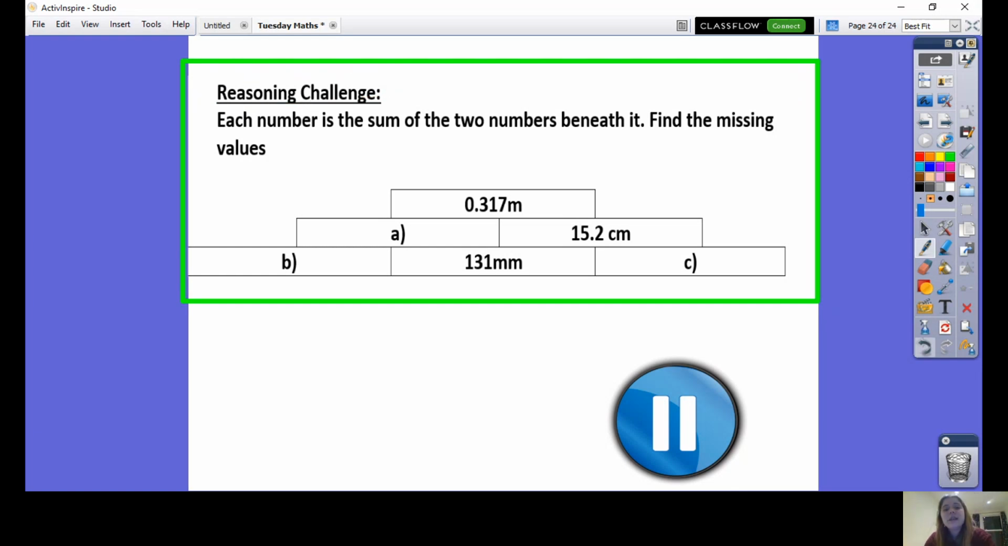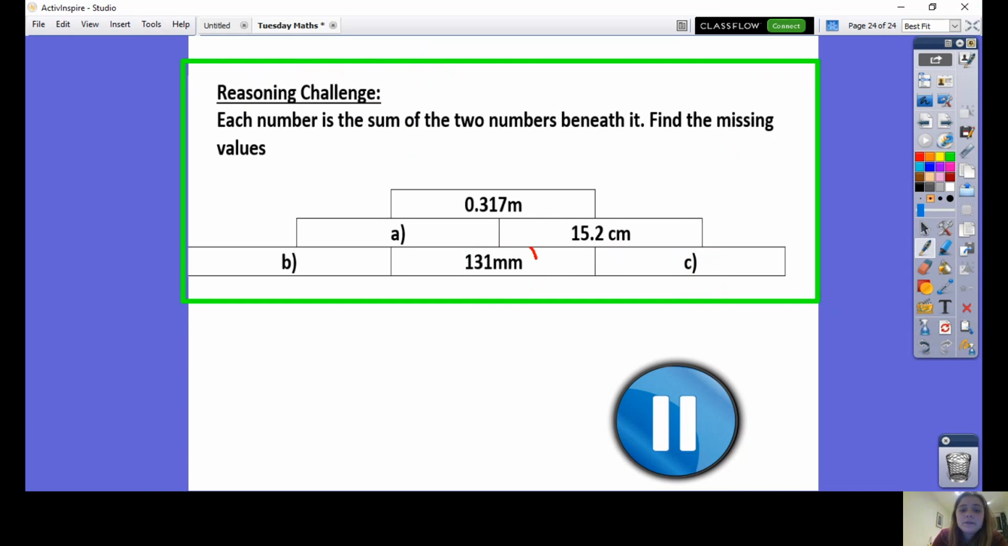When you're doing it, you need to read the instructions carefully. It says each number is the sum, that means it's been added, of the two numbers beneath it. Find the missing values. That tells me, for example, I know this, add this is equal to this. Okay? So if I know I add that and that together to make that, to find this missing one, I'll do the inverse, which is subtraction.